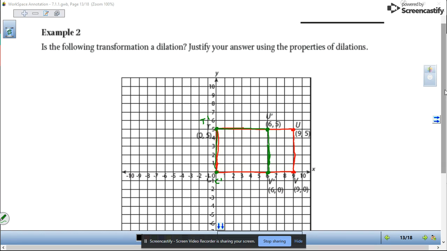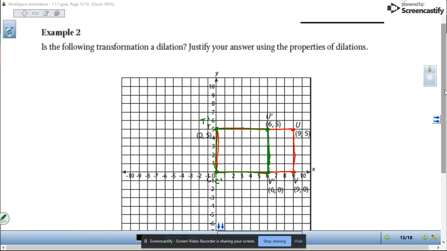So what we want to decide is, is this a dilation? So let's go through our steps here again. The first thing we want to do is verify that all the angles are preserved and we have the same basic orientation. So we do notice that in both the red and the green, all the angles are 90 degrees. It is still a rectangle. Okay, that's the first thing.